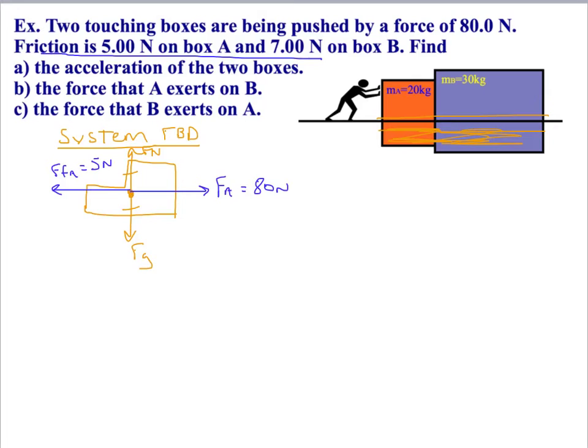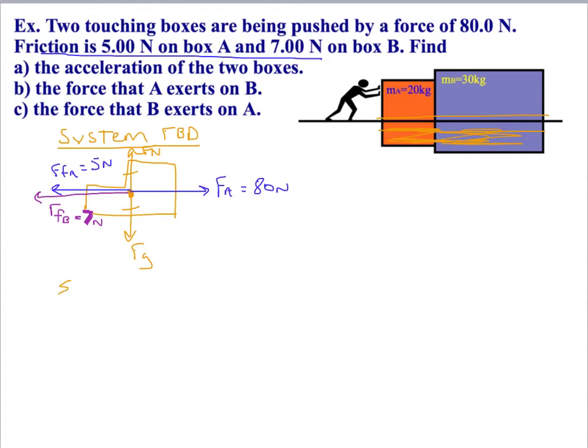There's a friction from box A, back this way. And just to be colorful, I'll show you a second color. Let's say the friction from block B is 7 newtons. So there are two frictions, going back this way. When I look at this, there's my free body diagram.